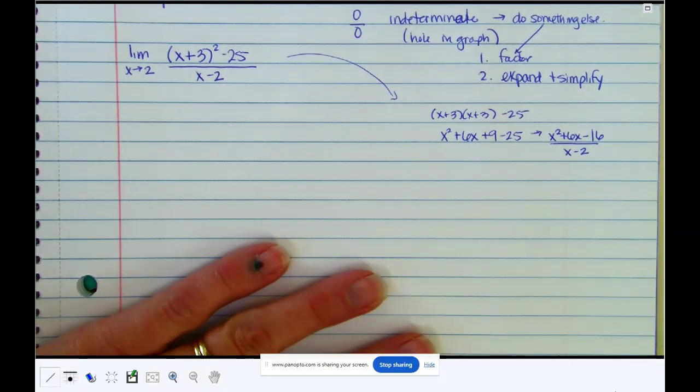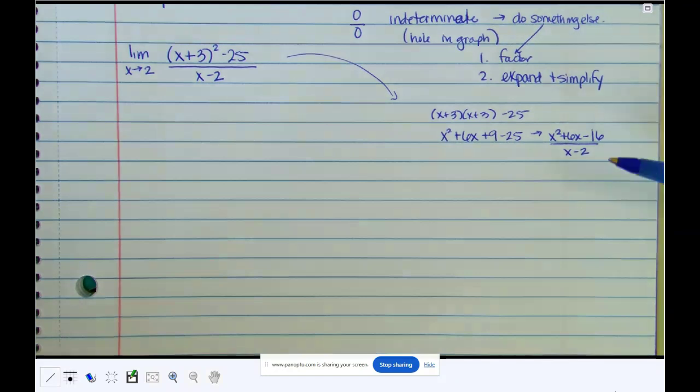Now, here's what I'm going to tell you. You're going to be like, this is a lot of math. It's actually very beautiful math, because if you put a 2 in here, what happens on the top?